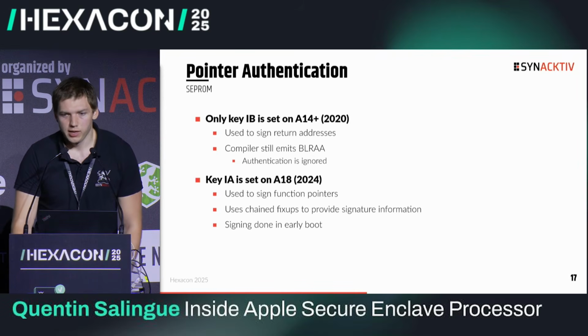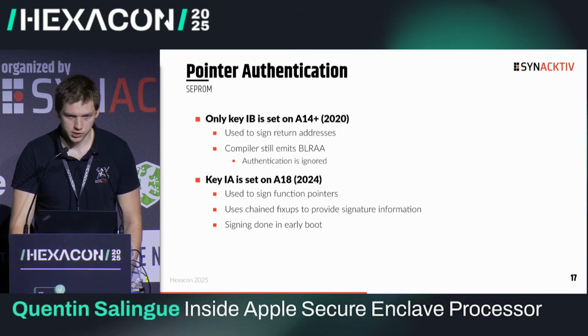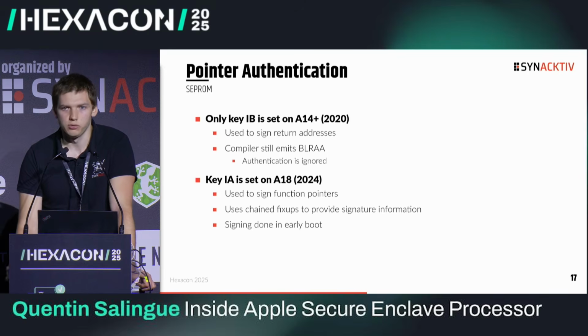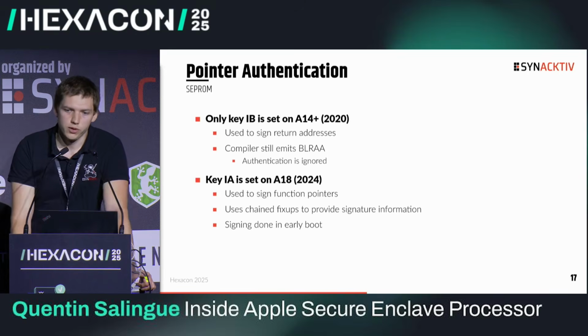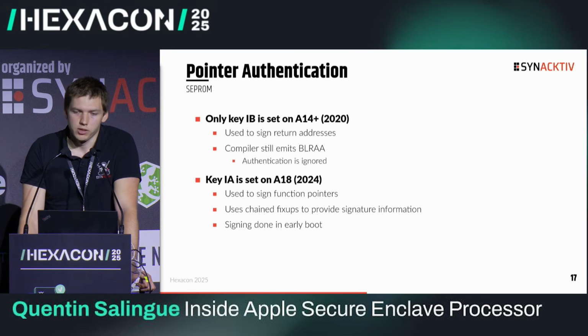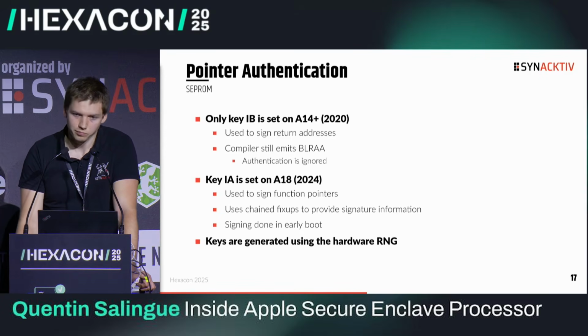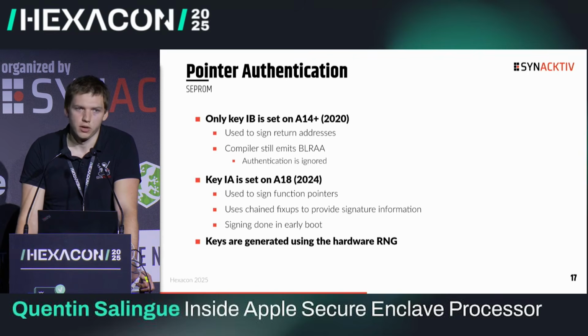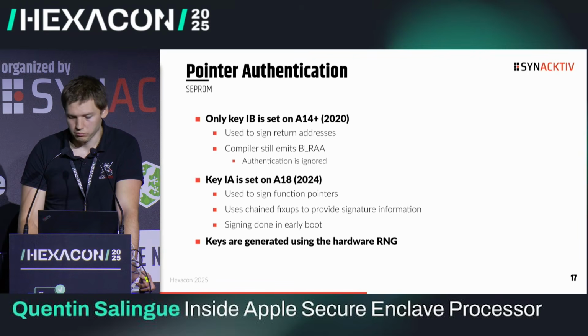They added the IA key on A18, so 2024, which was last year. They used it to sign function pointers, and they used the chained fixup, which is a format that they use on the userland to provide the signature information, and the signing is done really early in the boot to protect the pointers. Keys are also generated using the hardware RNG so that they are not predictable and it's safe.